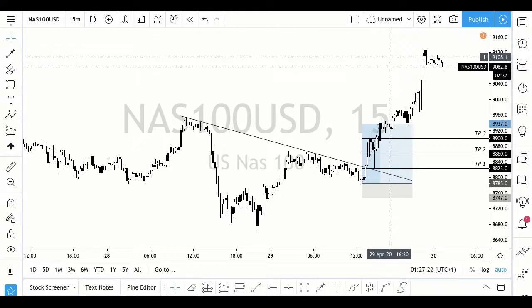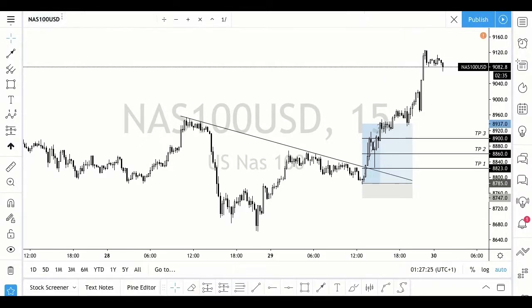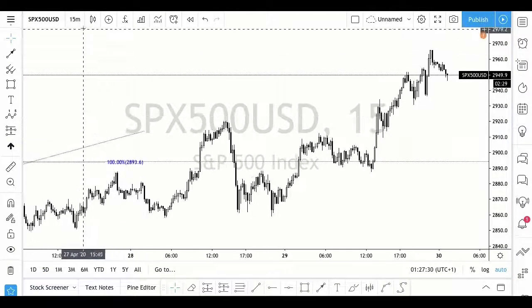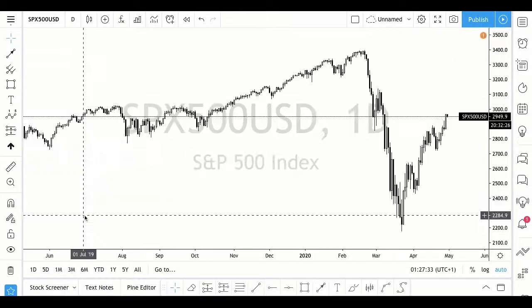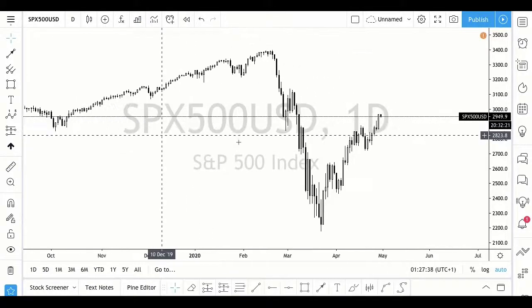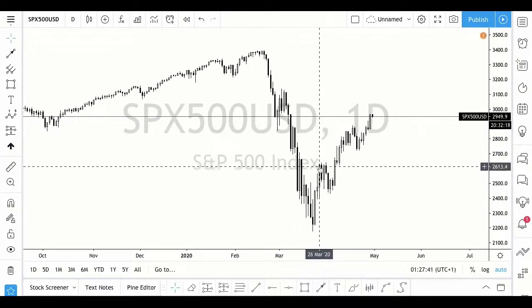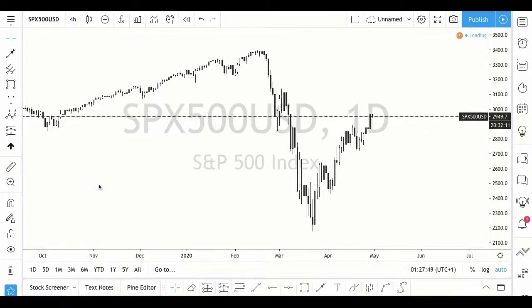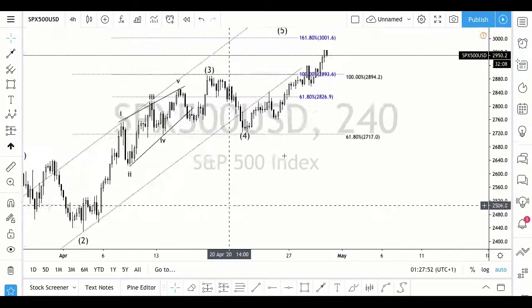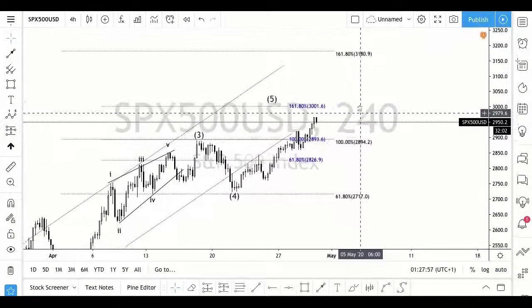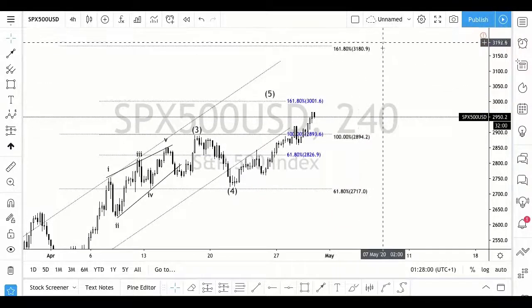You can also see how the S&P 500 is getting on. Looking at the daily chart, you can see clearly we have a 5-wave impulse. You see 1, 2, 3, 4, and 5. And look at a low time frame. You can see wave 5 is almost complete, and if it does not get completed here, then 3,180 is a good target if we break past this level.